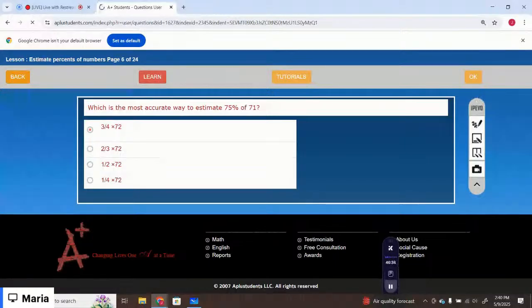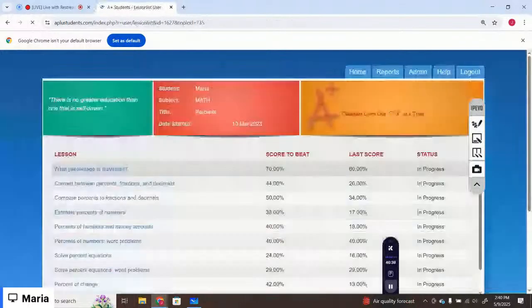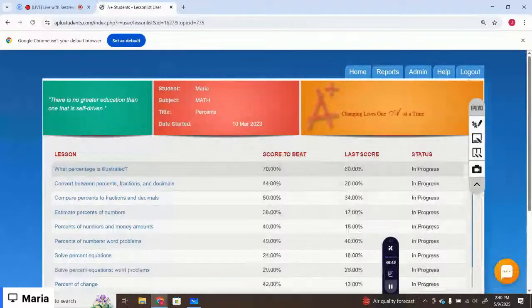So we were working on grade 7 math. The chapter we were working on is percents. The lessons we have covered today are what percentage is illustrated, convert between percents, fractions, and decimals, compare percents to fractions and decimals, and estimate percents of numbers. Please make sure you have your notebook and pencil so that you can note down the important examples and definitions as well.